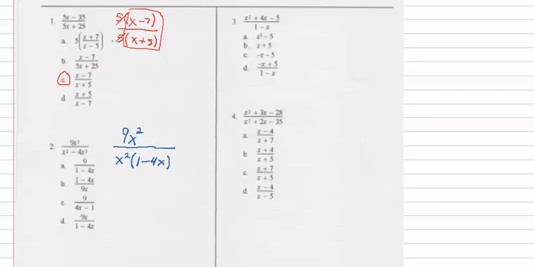Now I can cross cancel. So at the top of my fraction, all I have left is 9. At the bottom, I have 1 minus 4x. And I look for my answer choices, and it looks to me like it's letter A.